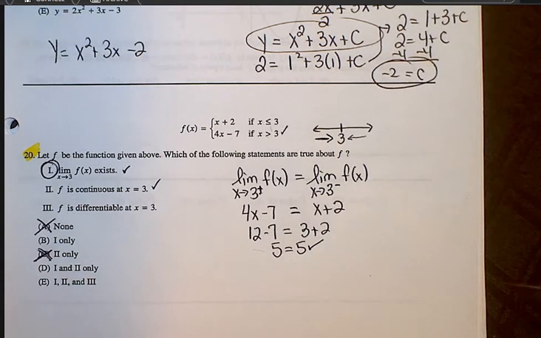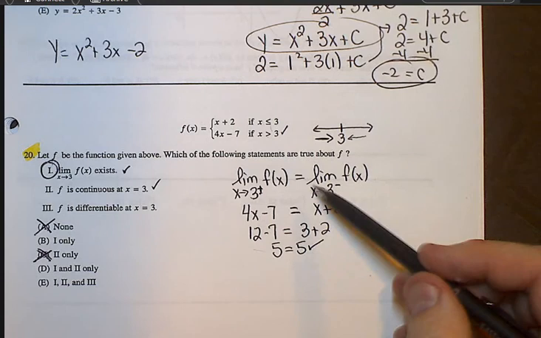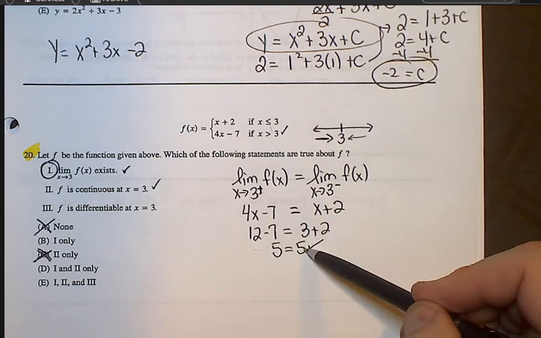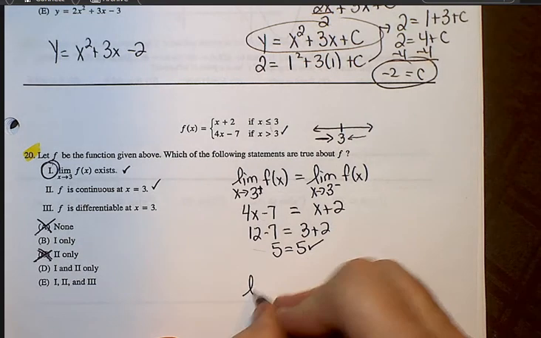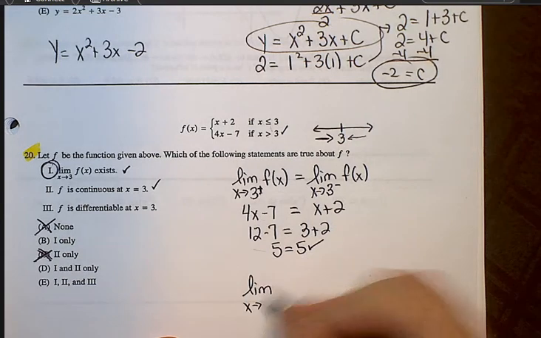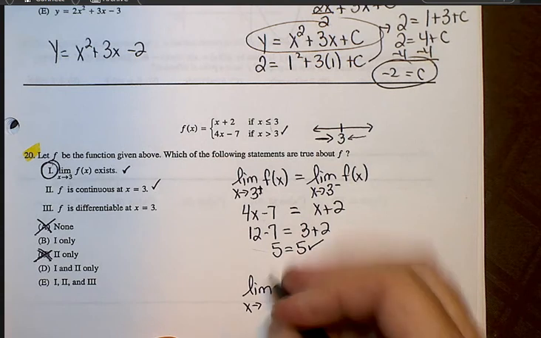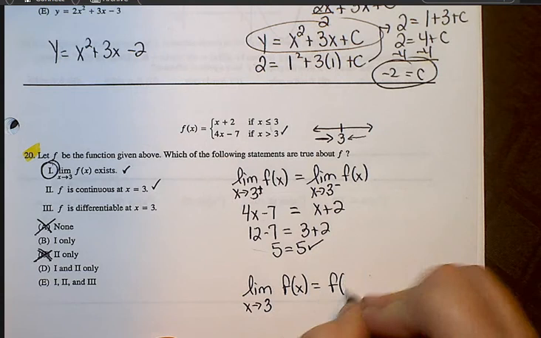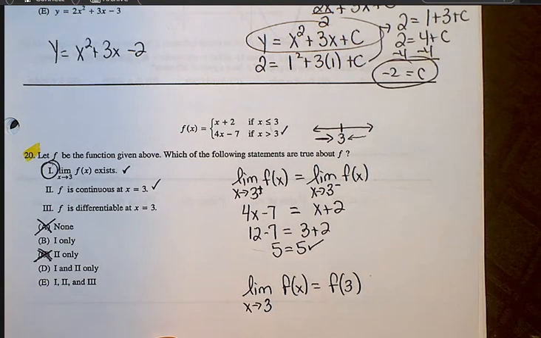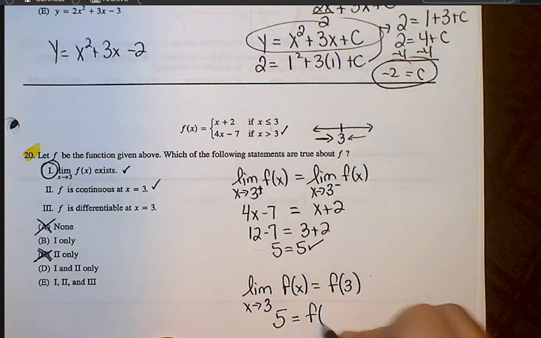Now we're going to add a little piece to what just happened here. We know the limit exists, and the limit actually is going to go to 5. So for this thing to be continuous, remember, at x equals 3, the limit as x approaches 3 of f of x needs to equal f of 3. So we know that this is 5. So does f of 3 equal 5? And if it does, we're good.